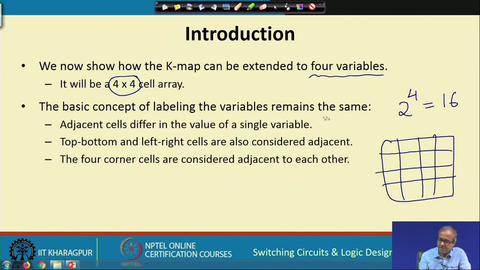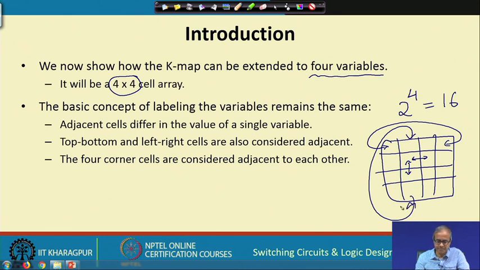The basic concept of labeling remains the same. You will see that the way you label the rows and columns, it will always be ensured that the neighboring cells will always be differing in a single variable. Also there will be a neighborhood relationship between the right and left, and also top and bottom. Not only that, you will see that the 4 corner cells will be considered adjacent to each other. Why, we shall see just a little later.